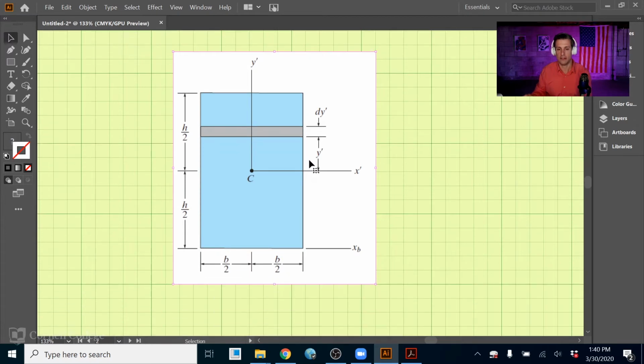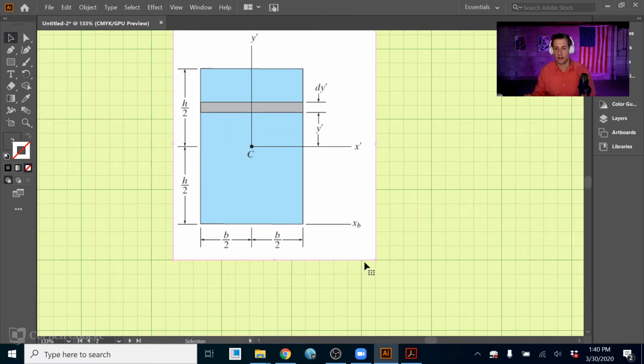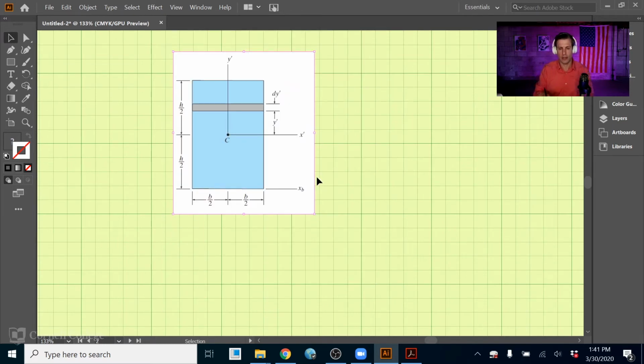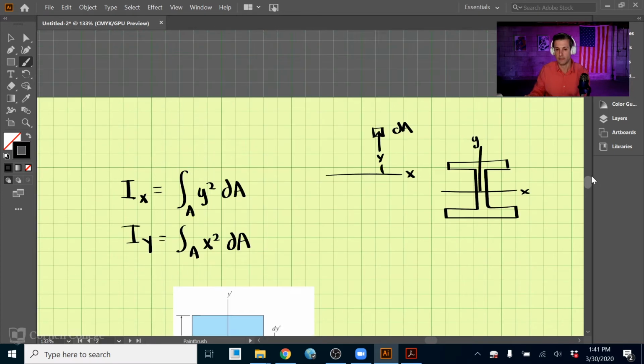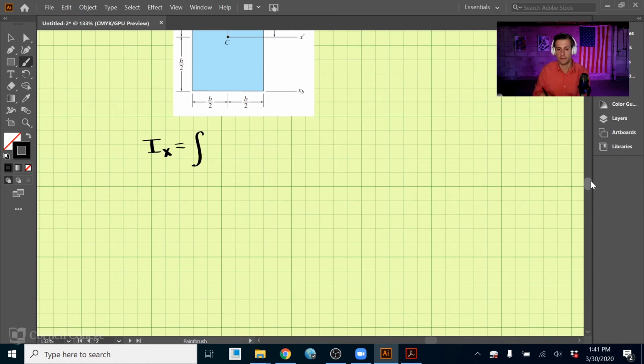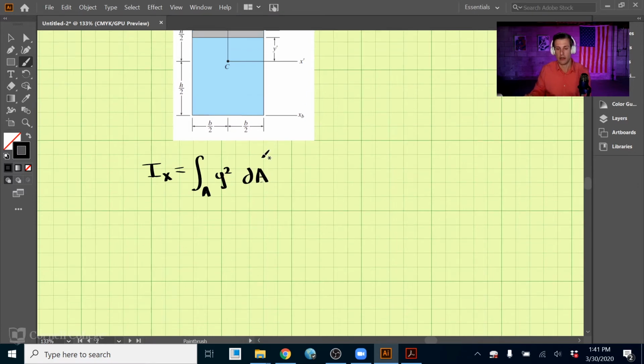Okay, so we have this rectangle. Let me scale this down a little bit. And let's just say we're trying to find the moment of inertia about the x-axis here. So what we want to do is integrate the area in terms of y squared dA. All right.